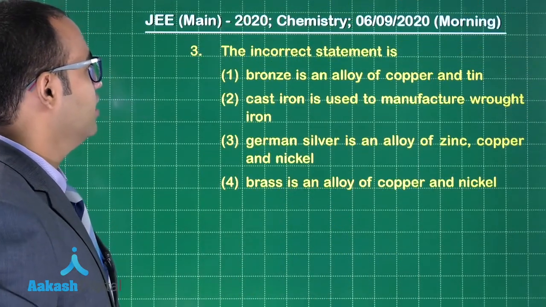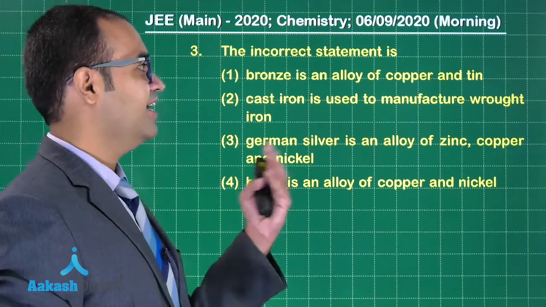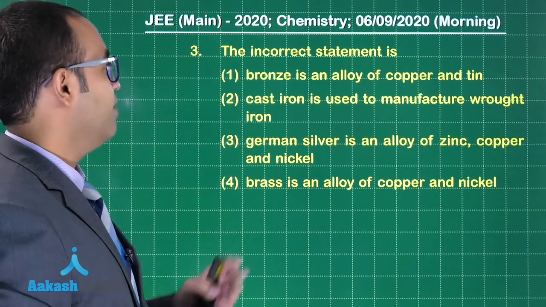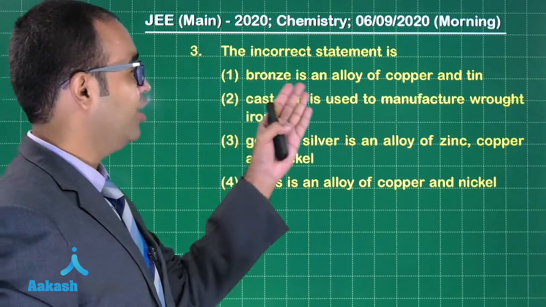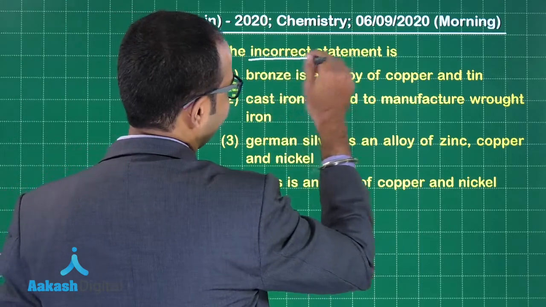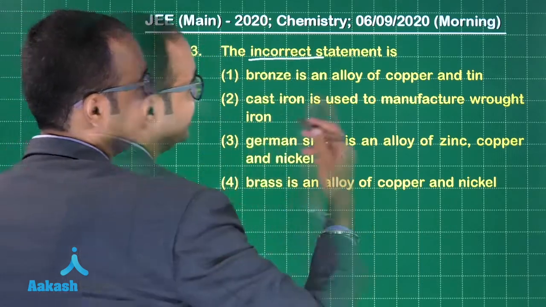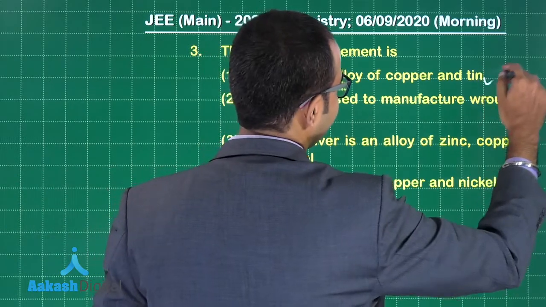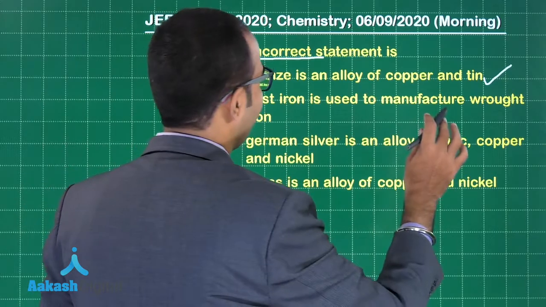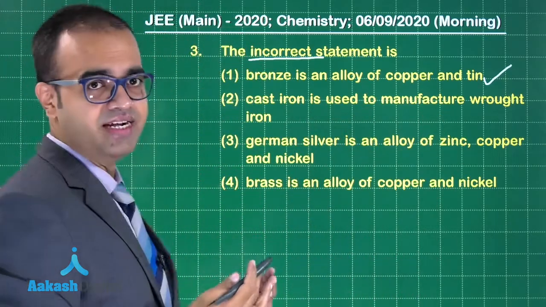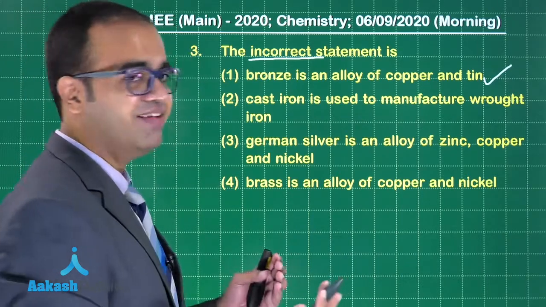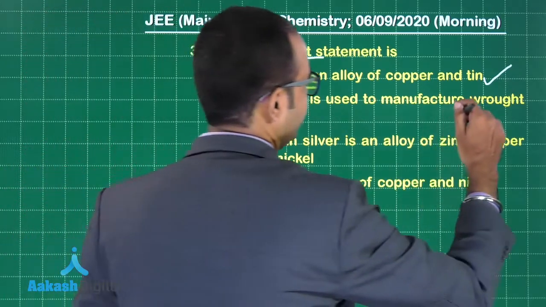Okay, so from a very lengthy question, let us go to a factual question, guys. The incorrect statement is bronze is an alloy of copper and tin. So what you have to identify here is the incorrect statement. Bronze is an alloy of copper and tin. This is correct statement. Okay. Cast iron is used to manufacture wrought iron. Yes, that is also correct. Cast iron contains more amount of carbon, so you can convert it to wrought iron, which will have less amount of carbon. So statement 2 is also correct.